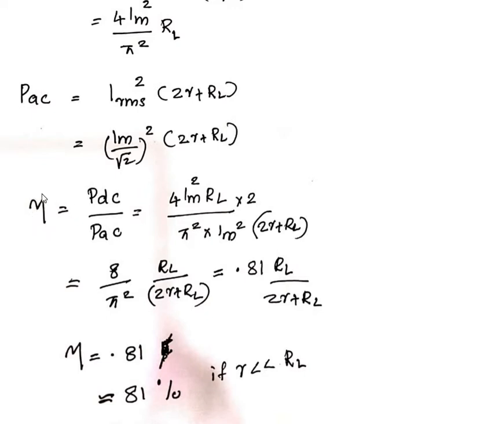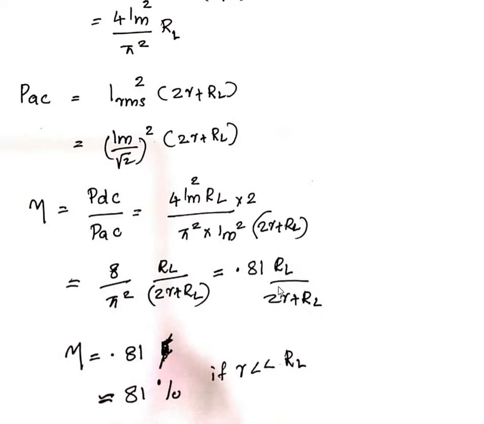formula of a full wave bridge rectifier, PDC is equal to 4IM square RL divided by pi square. PAC is equal to IM square divided by 2 into 2r plus RL. So this IM square and IM square get cancelled. So that is equal to 4 into 2, 8, divided by pi square into RL divided by 2r plus RL. And that 8 by pi square is equal to 0.81 RL divided by 2r plus RL.